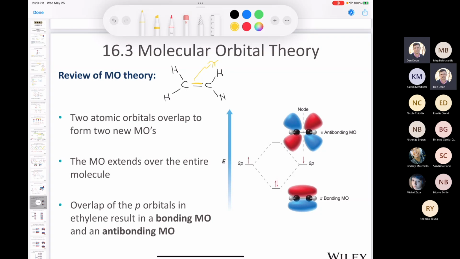It comes from the side-to-side overlap of p orbitals. Now, when you overlap the p orbitals to make a pi bond, you've got 2 p orbitals that are overlapping side to side. Right? You've got a lobe that we shade in red. You've got another one that we shade in blue. Okay, so that's how we draw them using atomic orbitals, right?